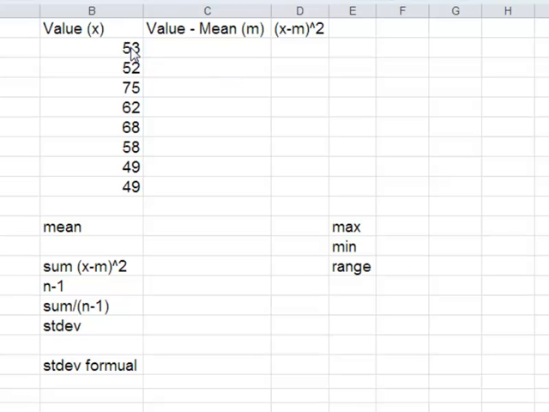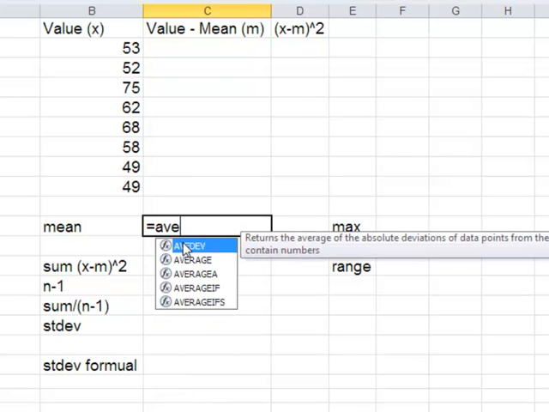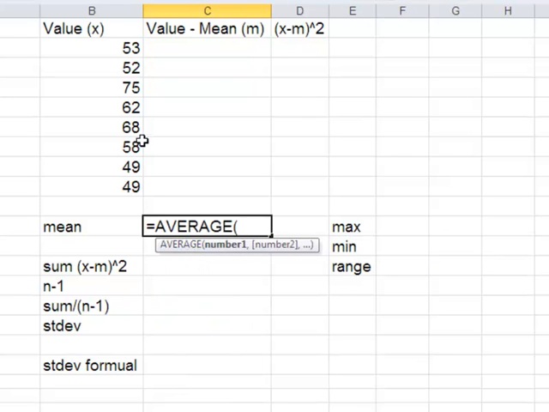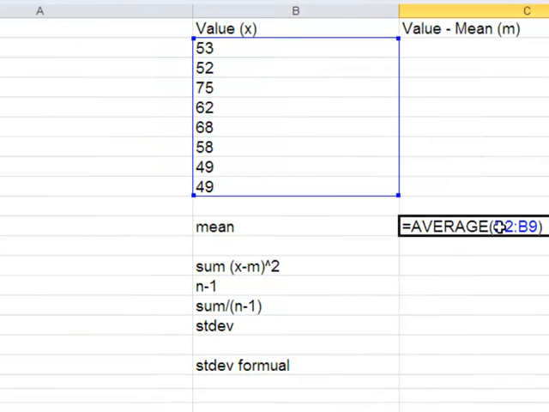Now, first step we have to do is calculate the mean, which remember in Excel, the formula is equals average, and then you highlight the cells that you're going to use, and click enter. That gives us a value here. So you notice equals average.